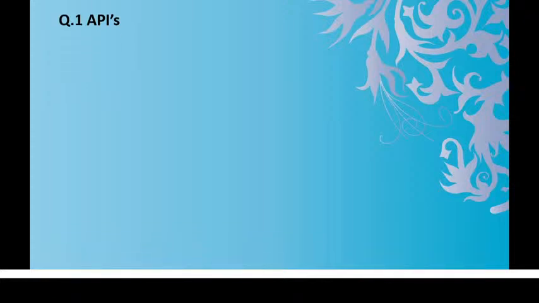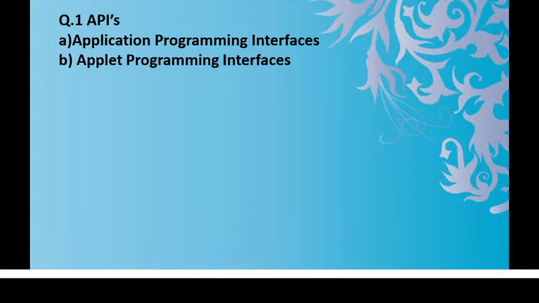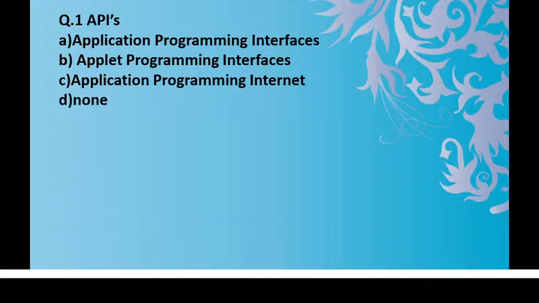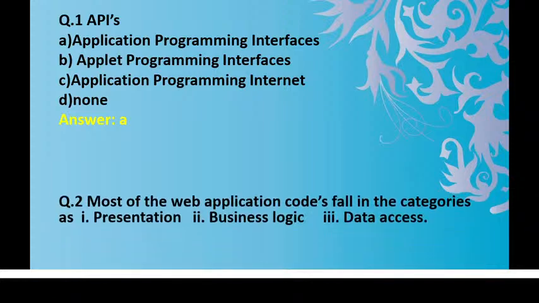Now, first question. What is meant by APIs? A. Application Programming Interfaces. B. Applet Programming Interfaces. C. Application Programming Internet. D. None. What will be the correct answer? Type your answer in the chat box. Yes, Seema, very good. Correct answer is A. Application Programming Interfaces.